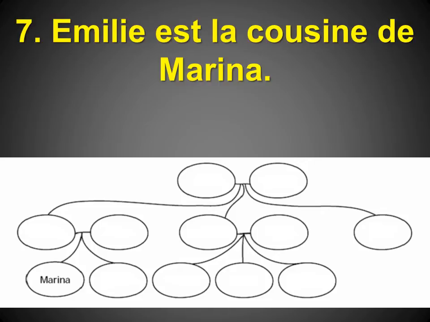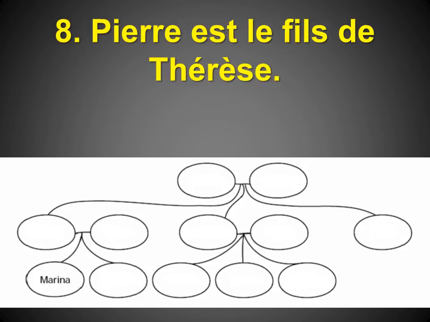Émilie est la cousine de Marina. Pierre est le fils de Thérèse.